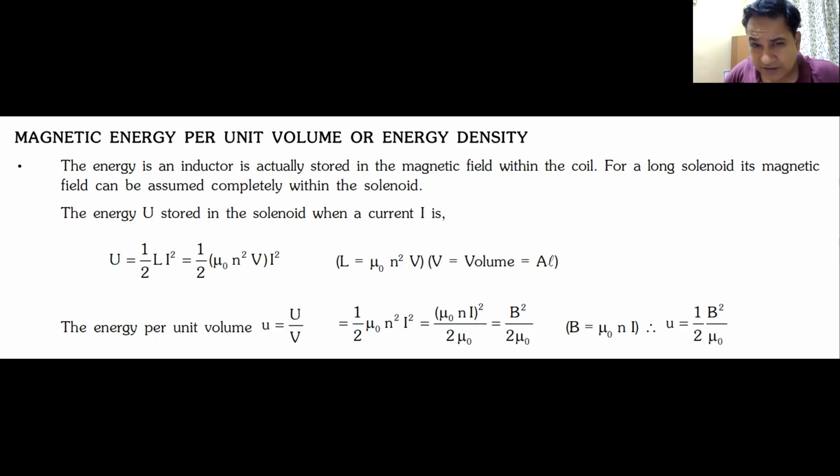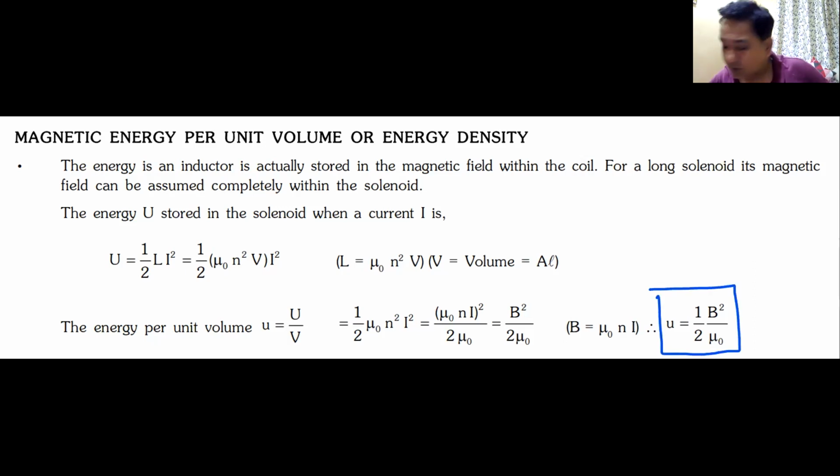Electric energy density is half epsilon naught E square. So what will be magnetic energy density? Epsilon naught in the numerator, so mu naught will come in the denominator. It is B square by 2 mu naught. Do we understand this? Yes or no? Yes, sir. Understood. Well, then we come to an end for the theory part for this particular topic.